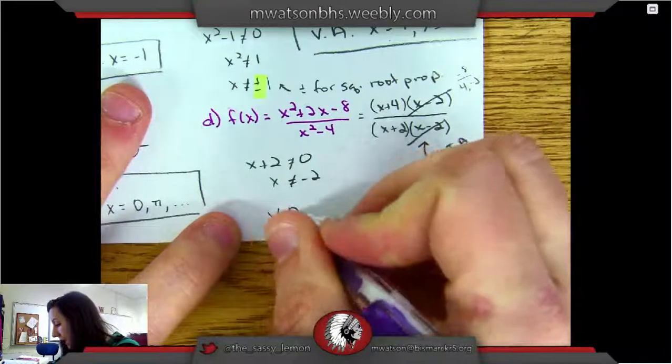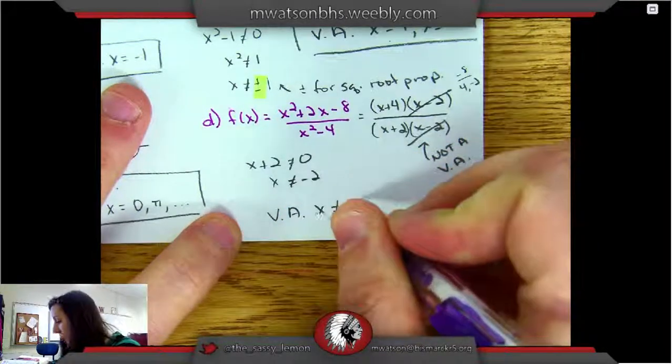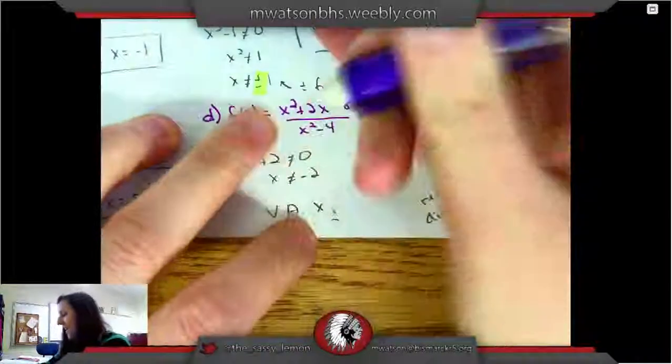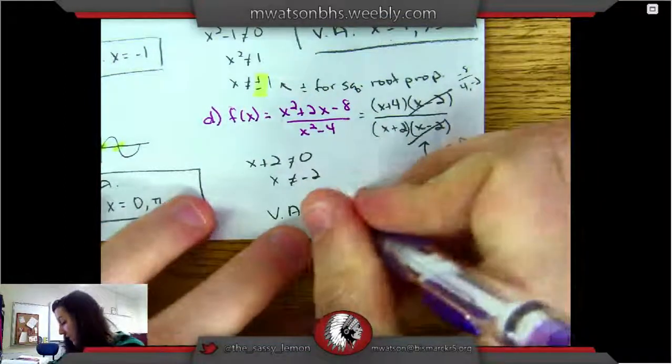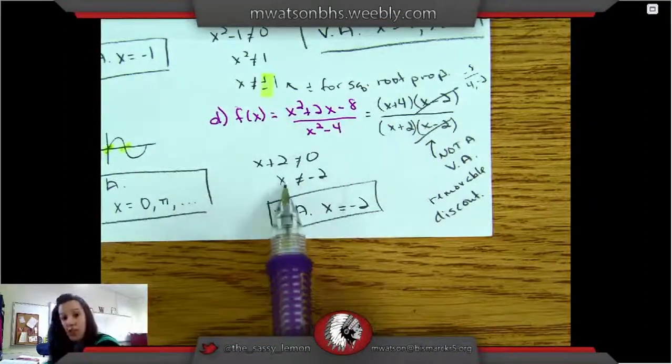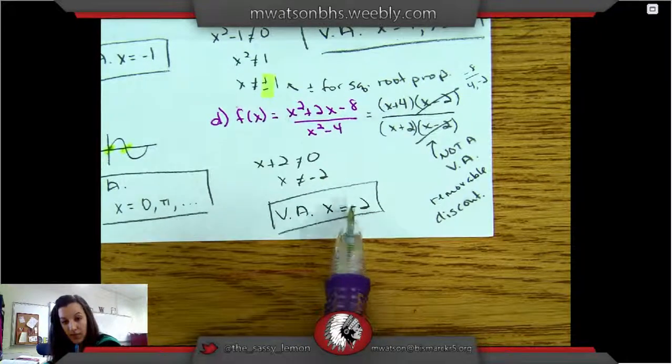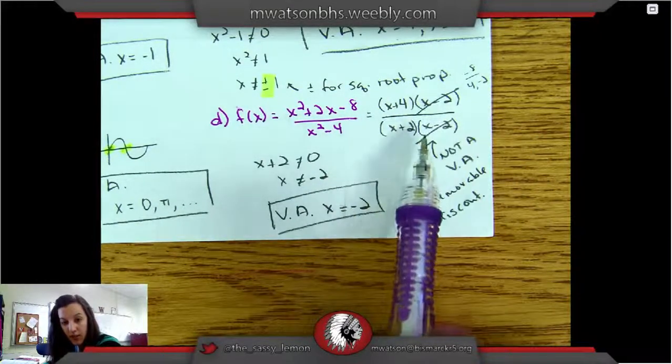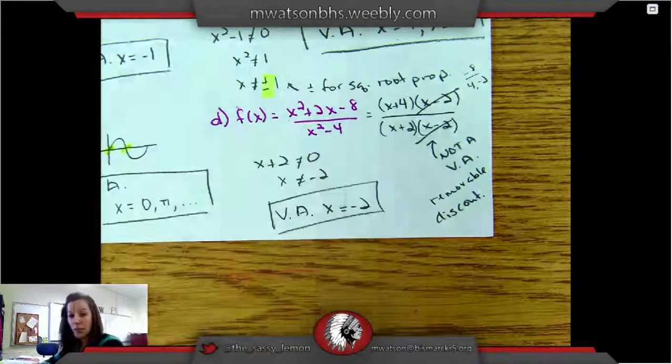So our VA is x equals -2. So excluded value notation, line notation. And we do not include this excluded value because that's a removable discontinuity.